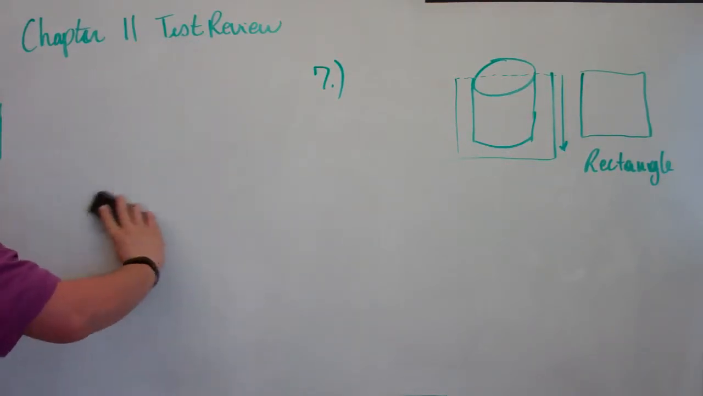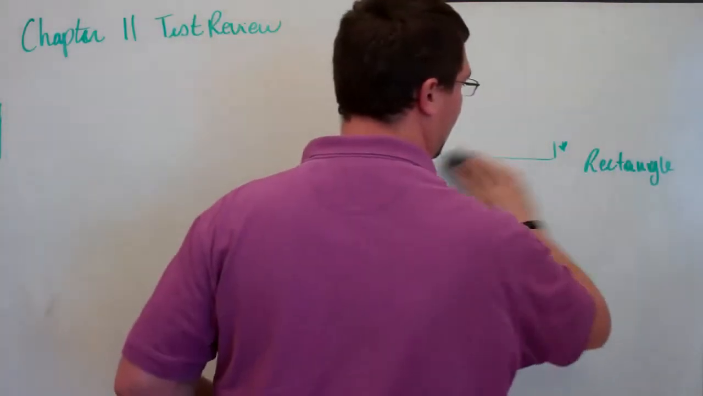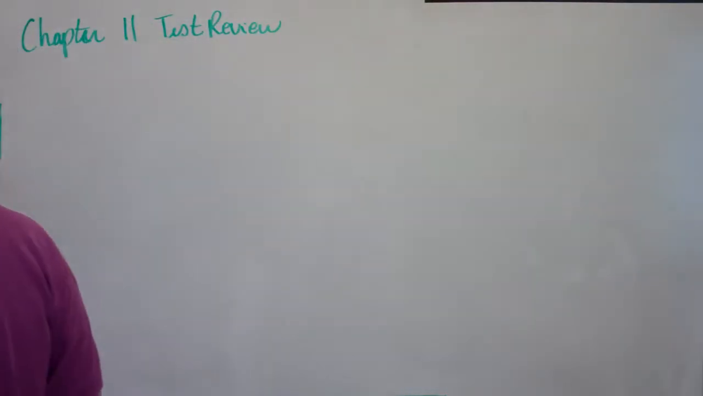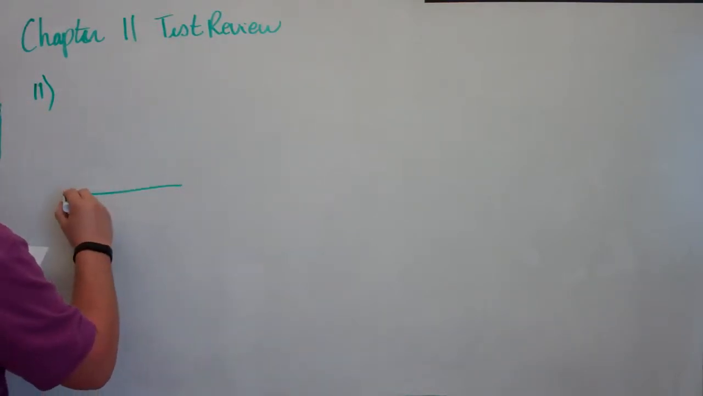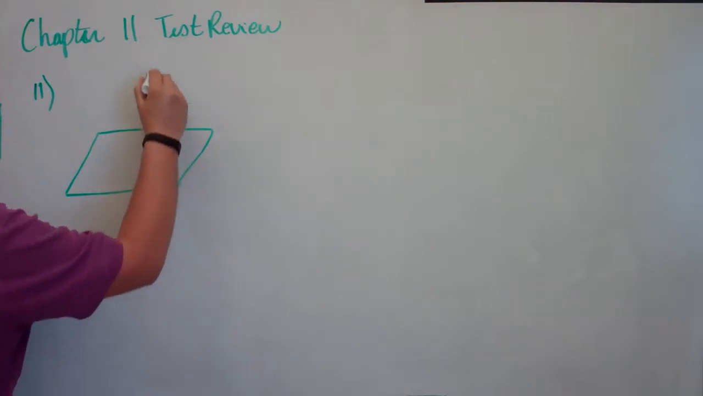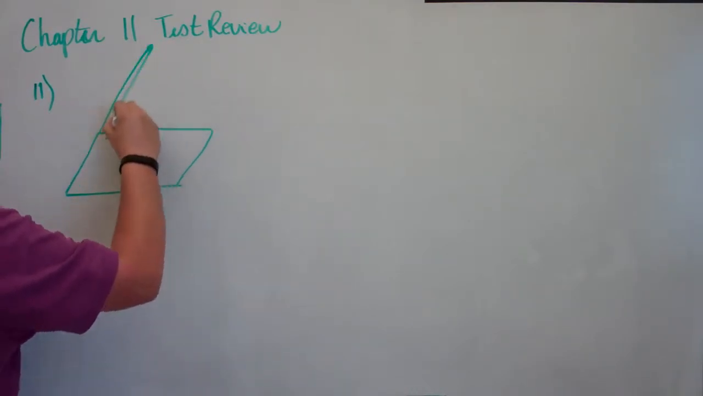Whatever the next one was y'all wanted, it's on the back, so go ahead and flip over page A, I'm going to call it. Number 11 wants us to find the surface area of a pyramid.